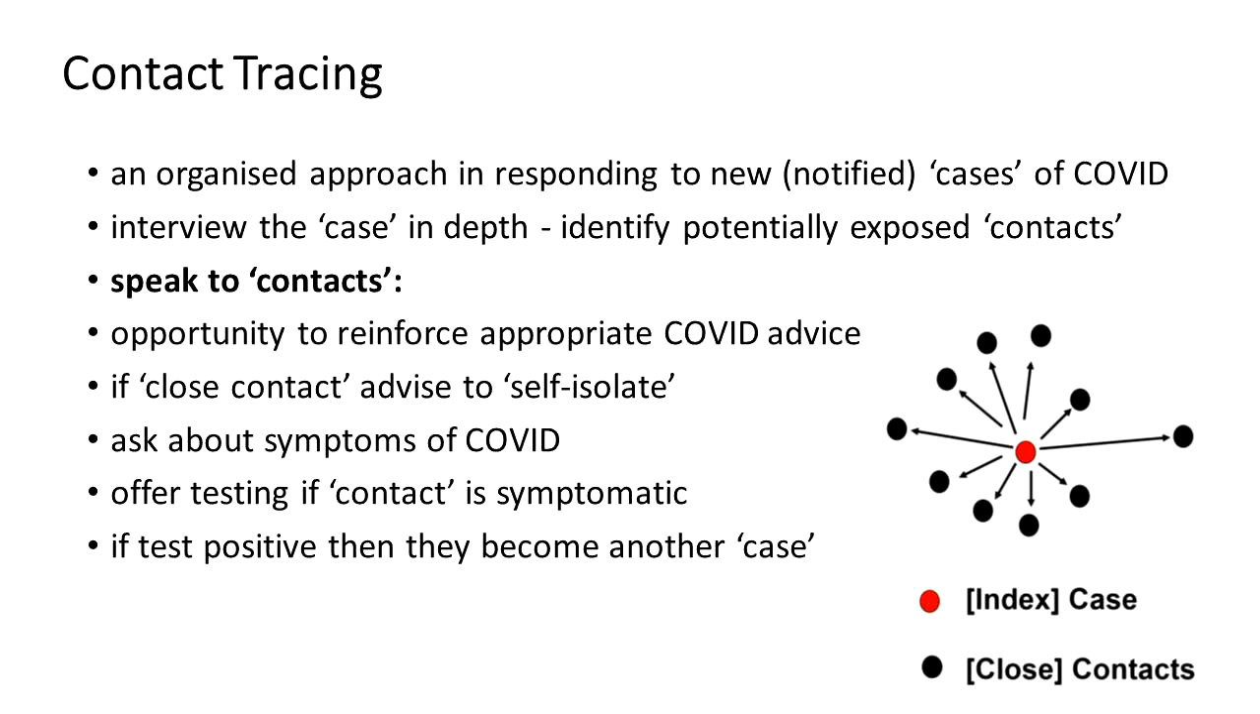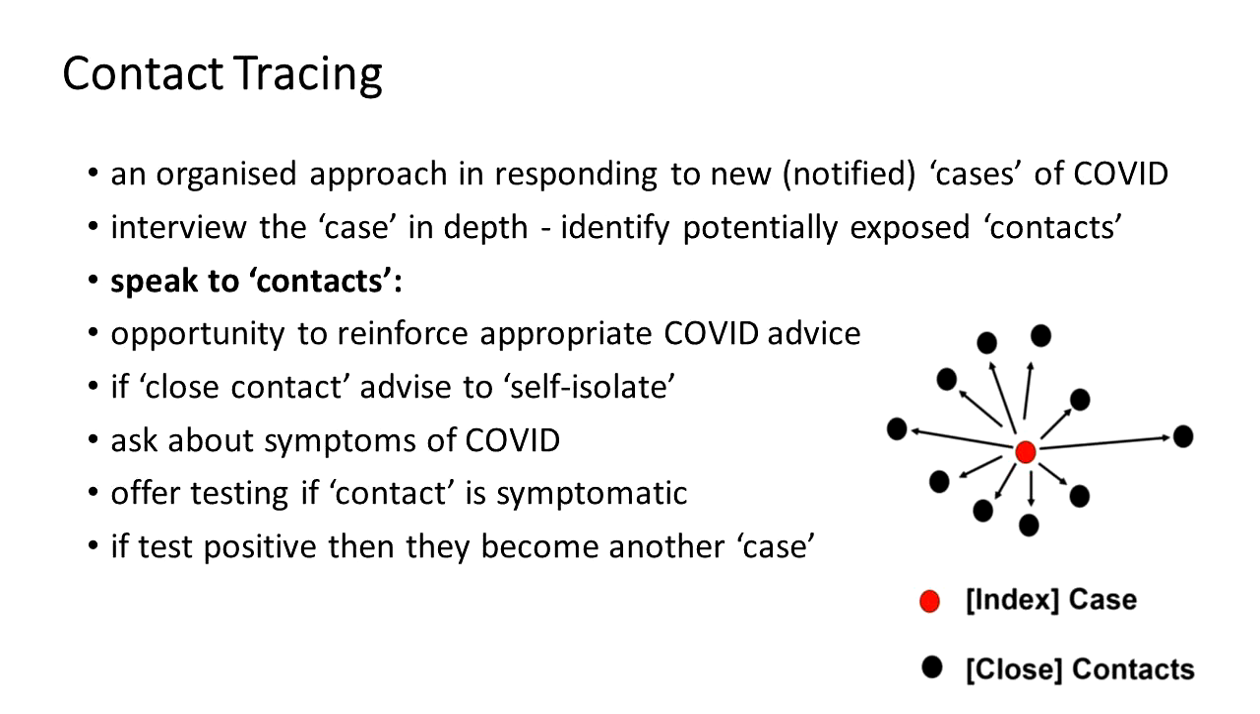So contacting them provides an opportunity to reinforce appropriate public health advice about how to prevent the spread of COVID. So hand washing, not touching your face, catching sneezes and coughs in disposable tissues. So we can reinforce that advice. If we discover that the contact is a close contact, so they've been within 2 meters of the case for 15 minutes or more, then we advise them to self-isolate.